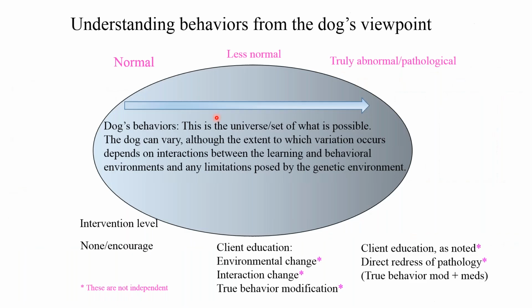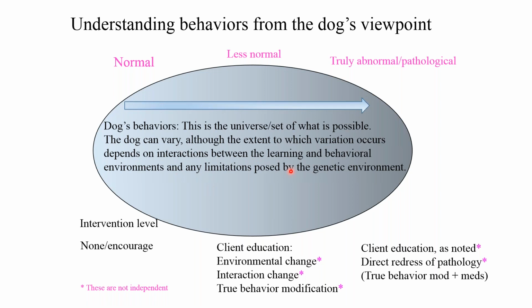Part of the problem is, though, people don't recognize when the dog's in trouble. If we consider this oval to be the universe of all the behaviors that dogs will exhibit, and we look at the far left side, these would be the normal behaviors, these would be the less normal behaviors, and these, by the time you get over here, you're into the truly pathological behaviors. The problem is dogs vary, and the extent to which the variation occurs depends on interactions between the learning and the behavioral environments and any limitations that might be posed by the genetic environment.